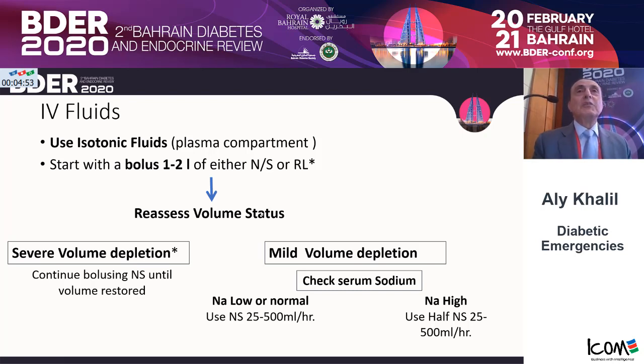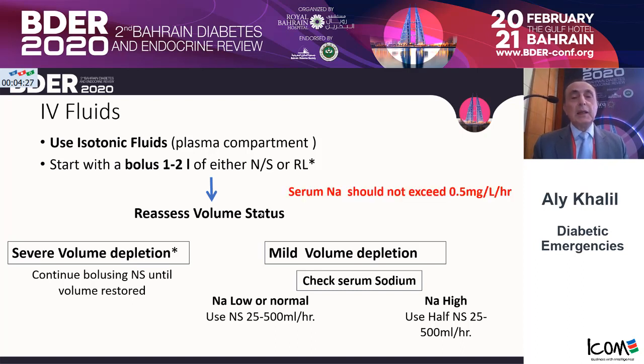And then you assess the volume state. If the patient is still volume depleted, you continue bolusing until the volume status is corrected. Now you check the serum sodium. If the serum sodium is still high, they need half normal saline because they need to be diluted, with more free water in it. If sodium is low or normal, then you can keep with the normal saline. Once you have switched to maintenance fluid, the sodium rise should not exceed 0.5 milliequivalents per liter per hour.